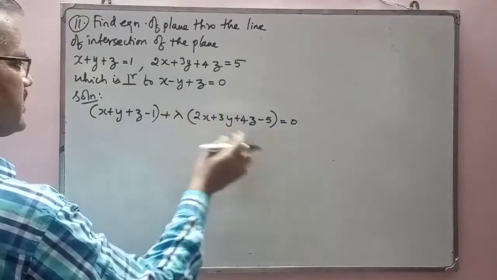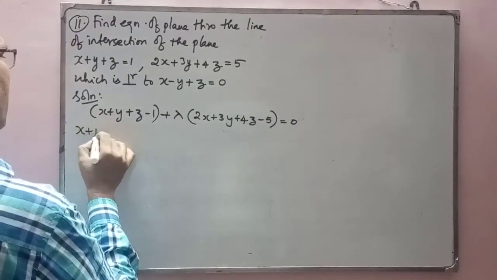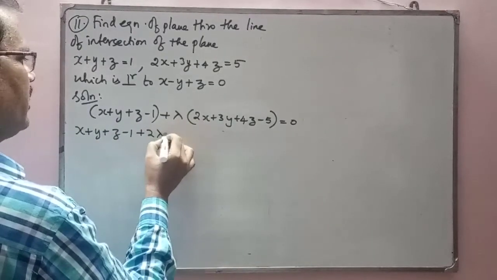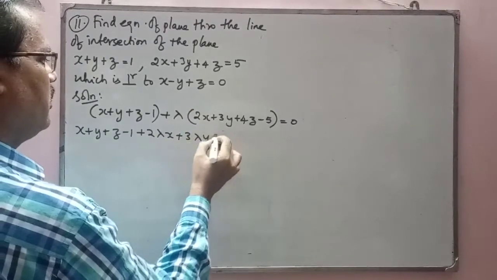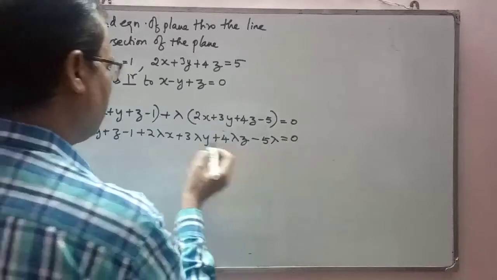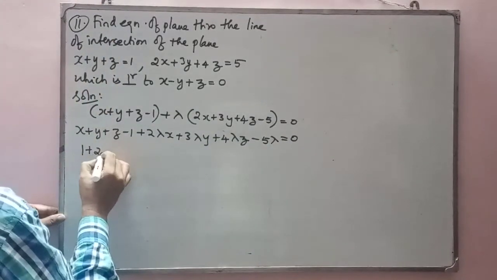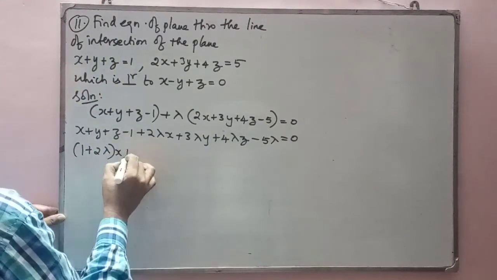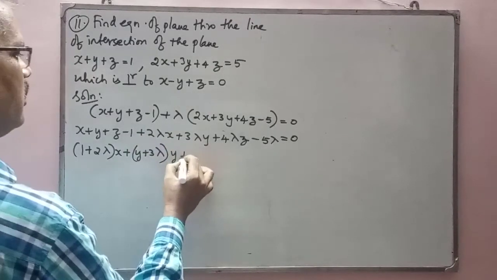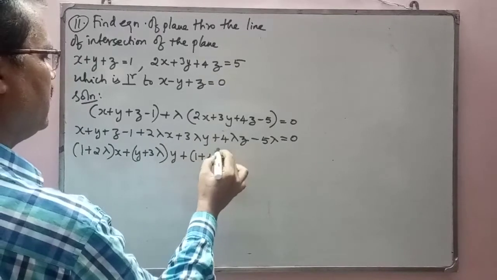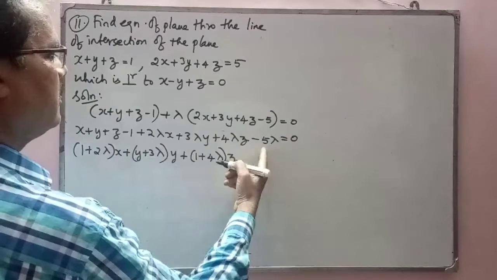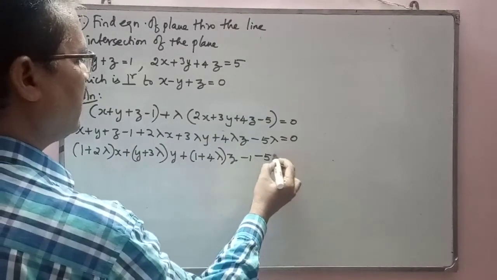Okay, now let us simplify this. I'm taking lambda inside. So you have 2 lambda x plus 3 lambda y plus 4 lambda z minus 5 lambda equals 0. Now x terms: (1 plus 2 lambda) into x plus (1 plus 3 lambda) into y plus (1 plus 4 lambda) into z. And grouping the x, y, z terms, then the constant is minus 1 minus 5 lambda.